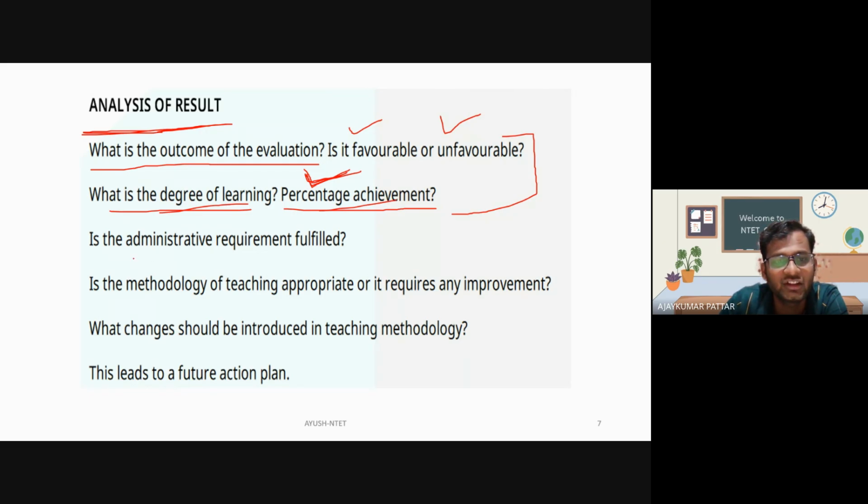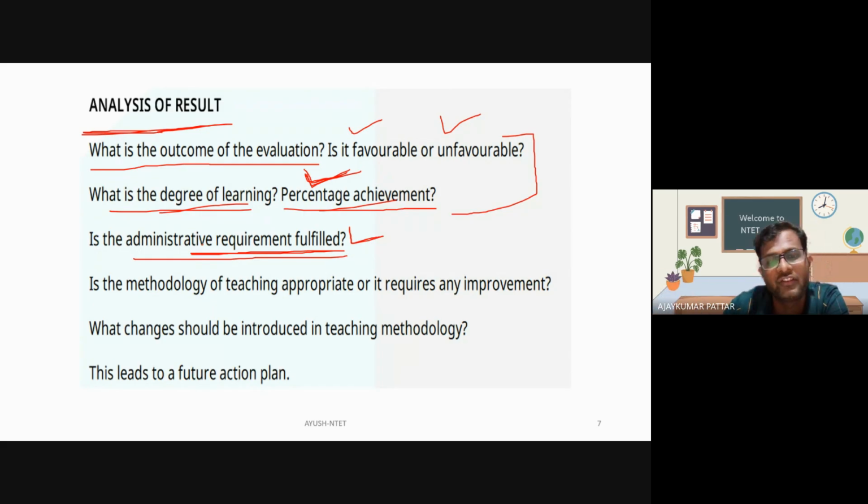Is the administration requirement fulfilled? Administration required means the institution or universities have to follow certain rules and regulations. If results are less than a certain percentage, then the institution will be closed. So some terms and conditions will be there. Whether such administrative requirements are fulfilled or not also comes under the analysis. These are the general elements of evaluation.